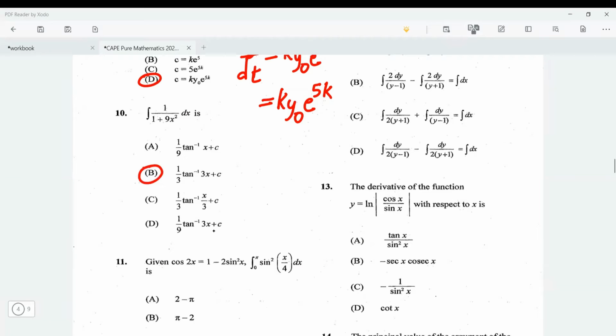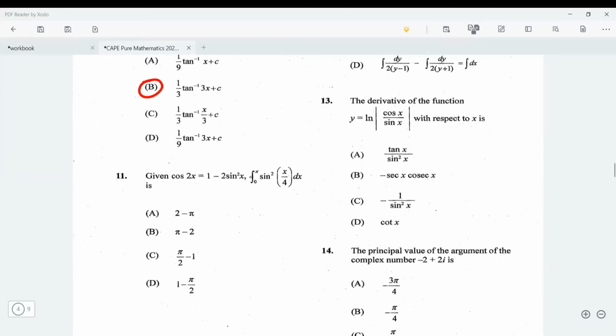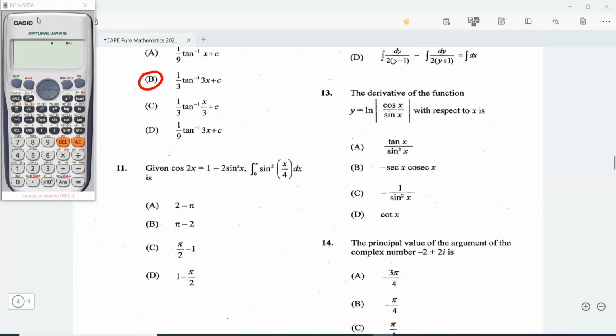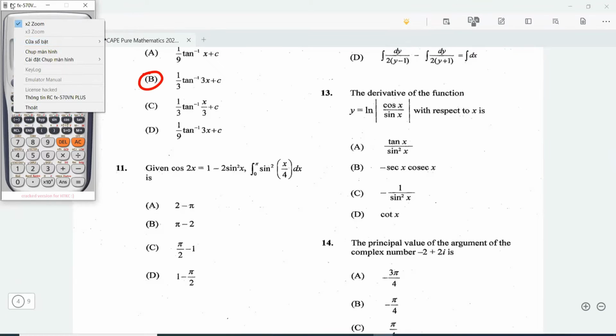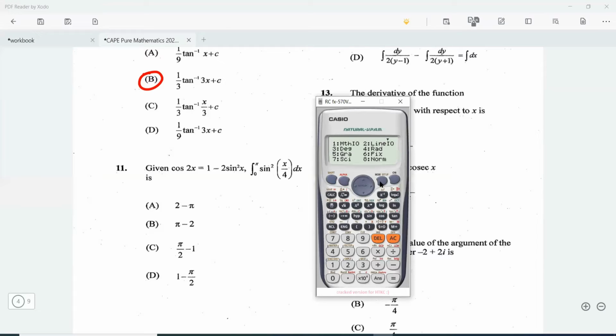That's option B. Question 11. It wants us to integrate from 0 to pi. You see a question like this, I'm just going to take out my calculator. We don't need to do a whole heap of transposing. So we're going to take out our calculator and put it in radians first and foremost. And we're computing the integral of sine squared. Now you can't write sine squared in the calculator. So this is how you're going to write sine squared.